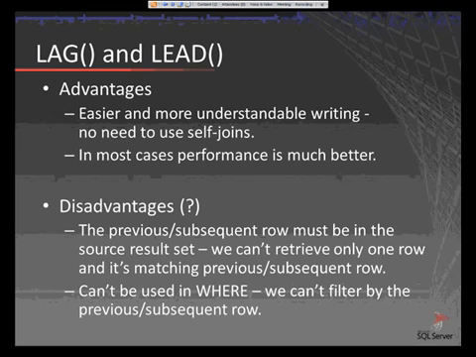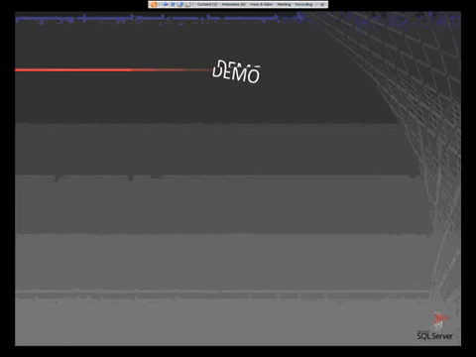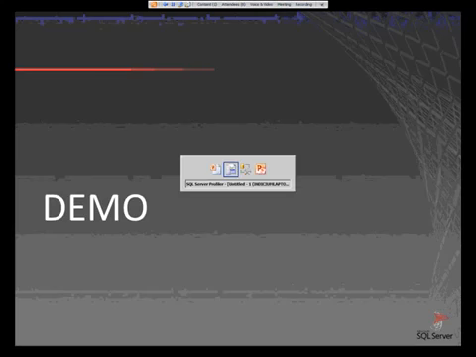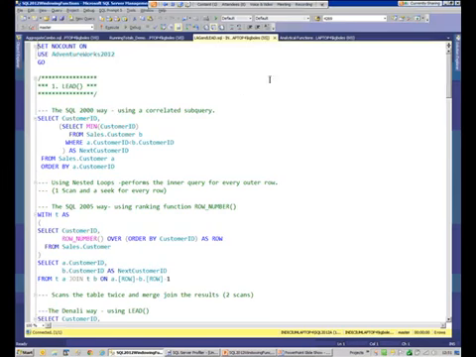Again, you can get really good performance because it's often a single pass through the table. And even if you have to do sorts, it can really be much more efficient, right? The previous or subsequent row must be in the source result set, so you can't reference something from another query. And you can't filter in the where clause based off of the window function itself, the lag and lead, right? However, with CTEs, there's a lot of things you can do, right? Or derived tables. I still use derived tables over CTEs in most cases.